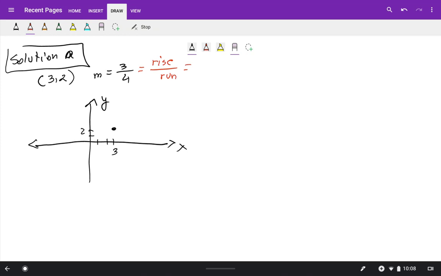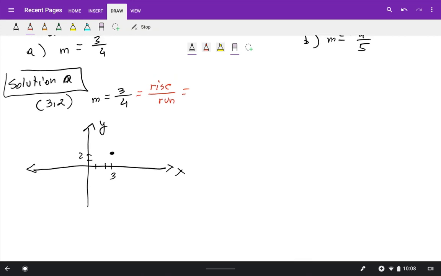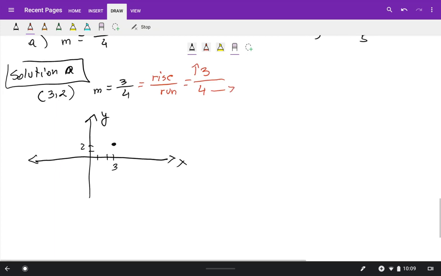Okay, so what that means, from this point which is given, I'm going to rise 3 units and I'm going to run 4 units. So that's how it works. We have the given point, the slope is 3/4, okay? So from this point, I'm going to rise 3 units, which means going up 3 units, 1, 2, 3. And I'm going to run, which means I'm going to move to the right 4 units, 1, 2, 3, 4. And that's where my next point is going to be.